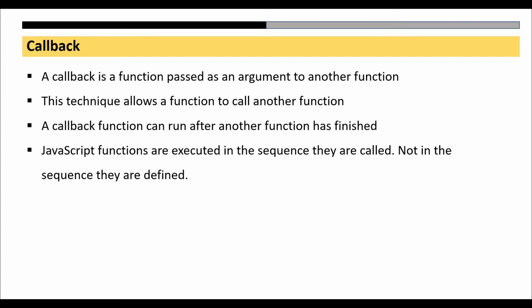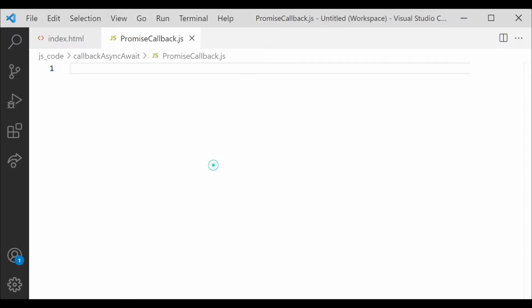So whenever you have a function and another function is passed as an argument, that is going to be a callback function. Now let's see this technique through the code, how it works. And this is very important because all the array helper functions in ES6 use callback functions. So this is a very important topic.